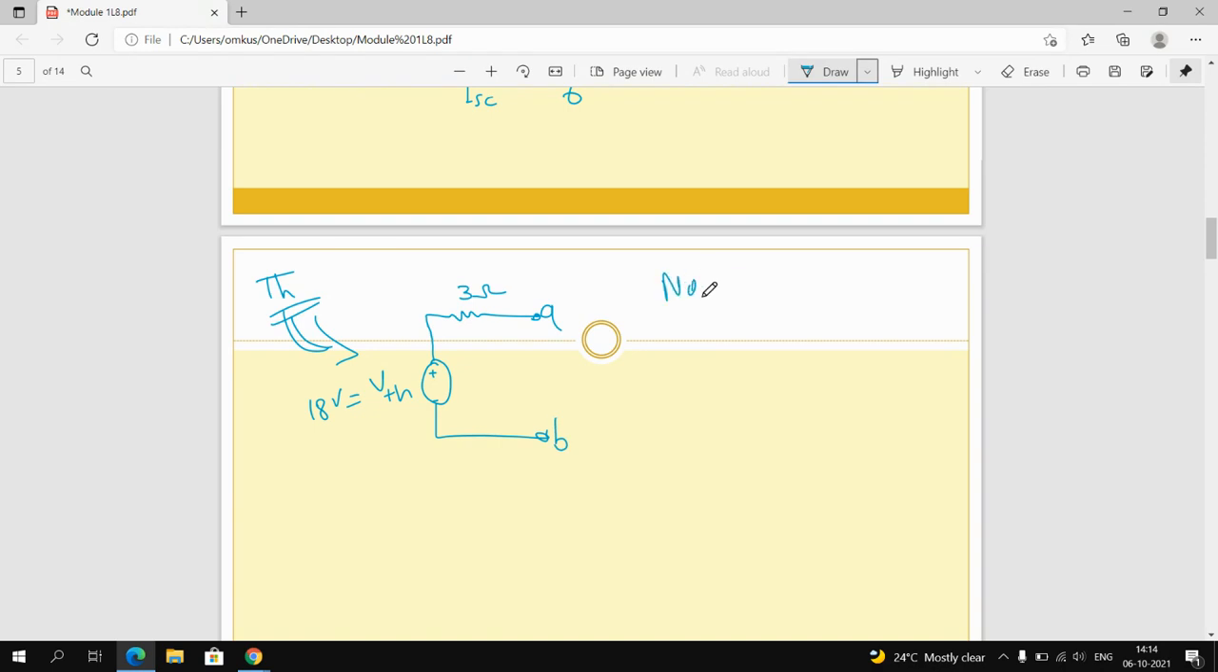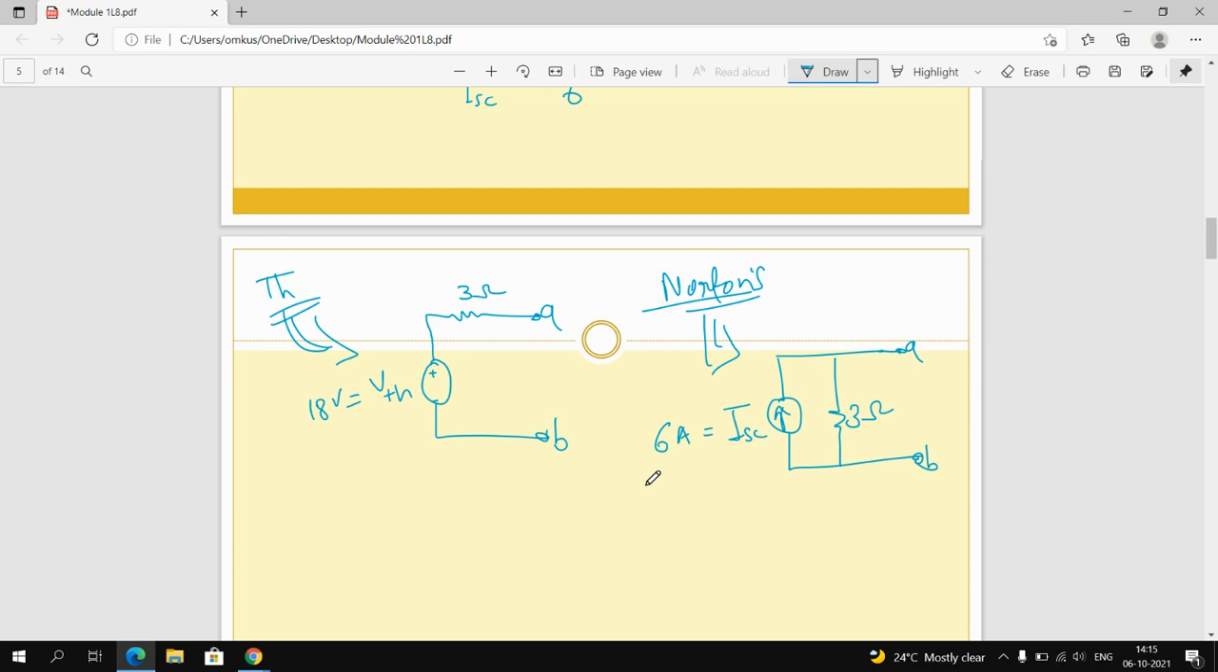Similarly, Norton's equivalent circuit is a current source, short circuit current source ISC, parallel with Norton's resistance across the target terminal. So here the target terminals are A and B. What is the Norton's current? Norton's resistance is 3 ohm, and what is the short circuit current here? 6 ampere.